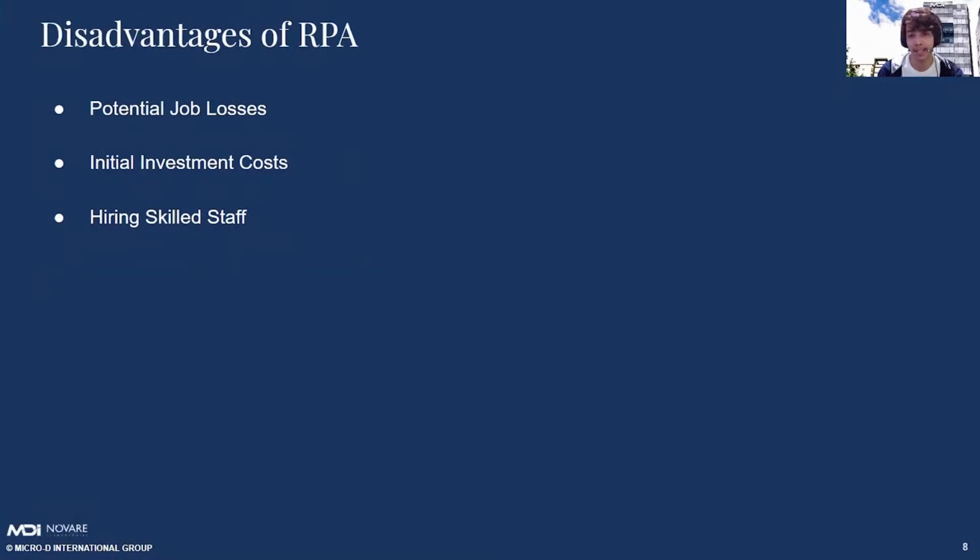Now let's talk about the disadvantages of RPA. The first one is potential job losses. This is more of a concern rather than a disadvantage, because a lot of people, or maybe even people in this seminar, would worry that humans may not be needed when RPA is set in place. But I think that it's not entirely true, since humans can never be replaced by robots in the things that we do, because not everything that we do can be done by RPA robots.